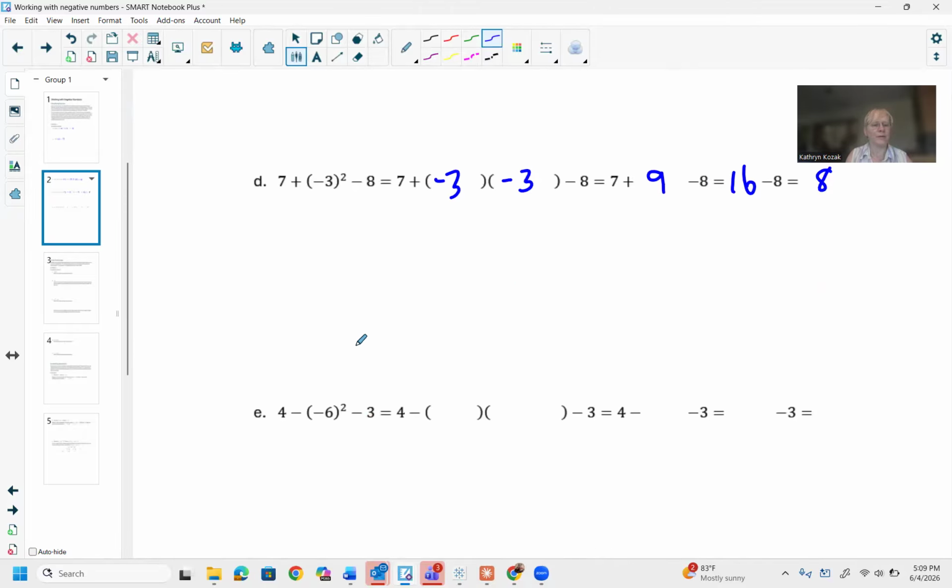Example E says we have 4 minus negative 6 squared minus 3. Again, in this case, the negative 6 is being squared, not just the 6. We have 4 minus negative 6 times negative 6 minus 3. Negative 6 times negative 6 is positive 36. And so we have 4 minus 36 minus 3. 4 minus 36 is minus 32. Minus the 3 gives me minus 35.